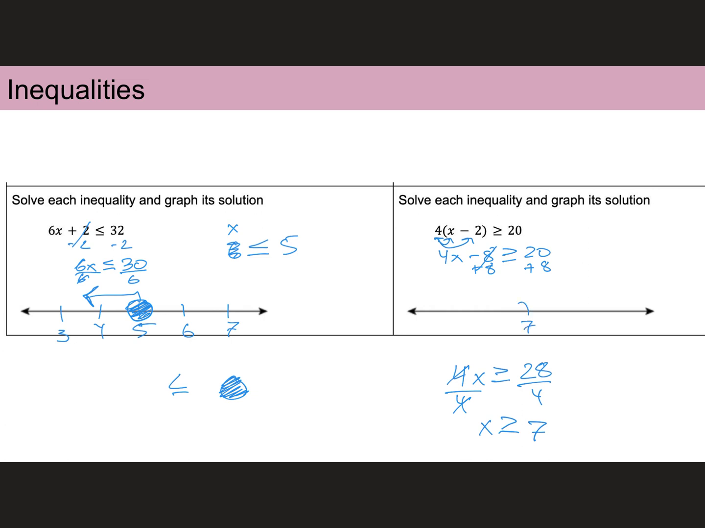So if this is 7, 8, and 9, and 6 and 5. I'm going to go to 7, shade it in. X is greater than, so all the numbers that are greater than 7.